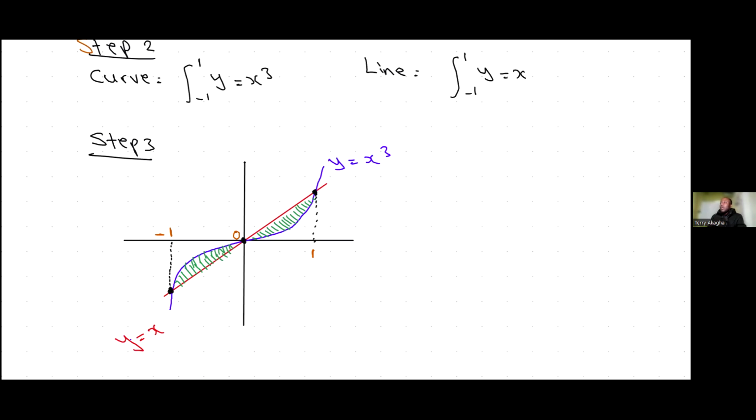Let me see if I can remove just the green parts. Is that possible? It's going to be a bit difficult. But let's just break it. So let's look at the 0 and 1. So for the 0 and 1, we have something like this.